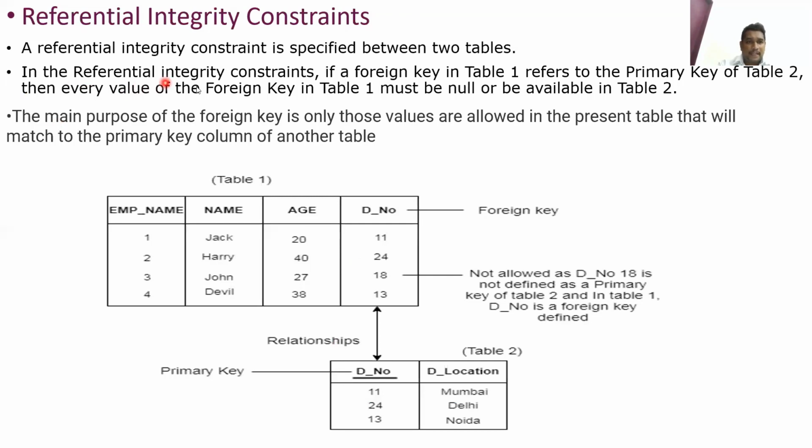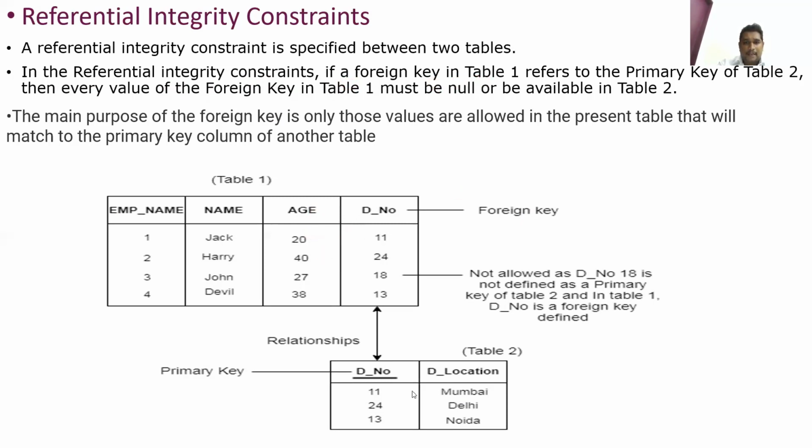In referential integrity constraints, we have a foreign key in one table and a primary key in another. The attribute which acts as a primary key in one relation, when the same attribute is in another relation for accessing one relation from another, acts as a foreign key.